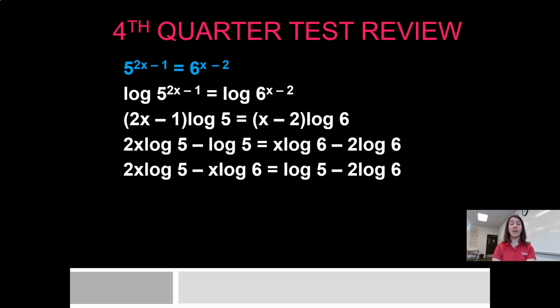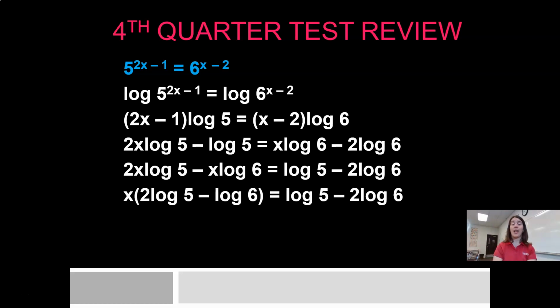Back to the left-hand side of the question, because that's where the x is that I'm attempting to solve for, but it's in both of those terms. What do we do when what we're solving for is in two different terms? We factor it out to the front. So I have x times 2 log 5 minus log 6 equals, and then the right side is still the same, our log 5 minus 2 log 6.